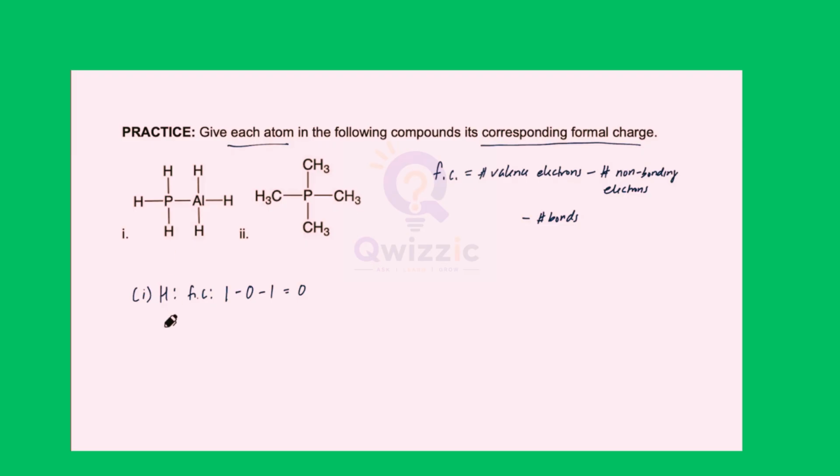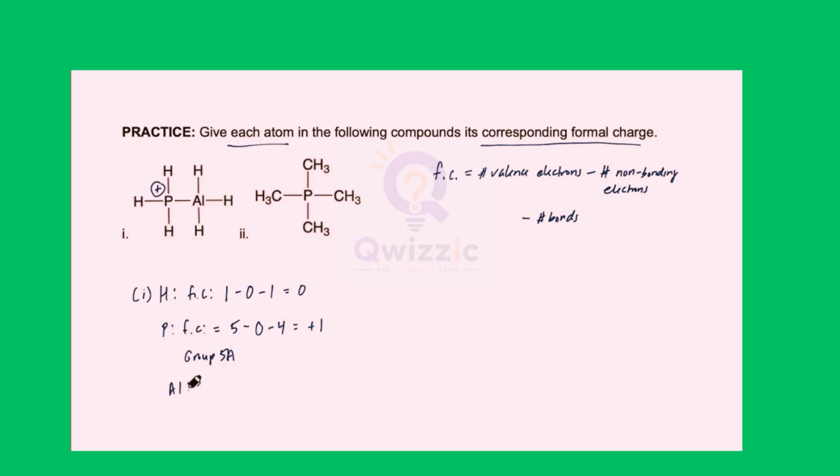So now let's look at the phosphorus atom. Phosphorus is in group 5A. So it will have 5 valence electrons. So the formal charge will equal 5 for the valence electrons minus, there are no non-bonding electrons, so minus 0. The phosphorus has 4 bonds, so minus 4. So we get 5 minus 0 minus 4, we get plus 1. So phosphorus has a plus 1 formal charge, so we can just put a plus sign next to the phosphorus.